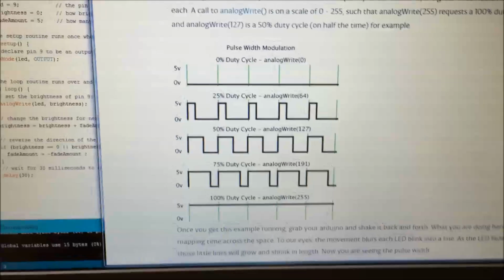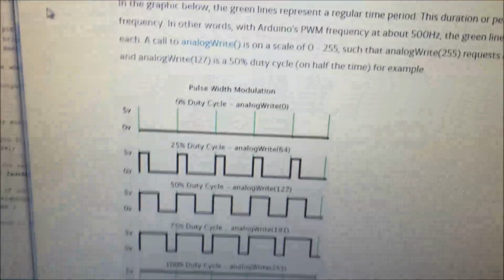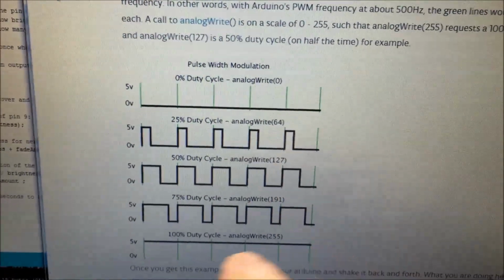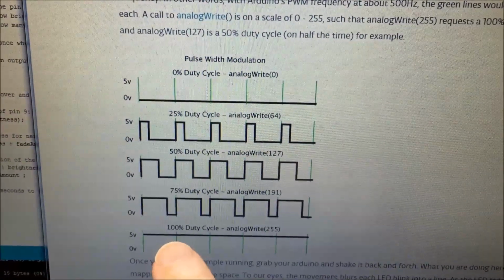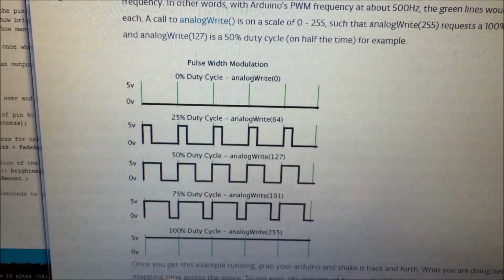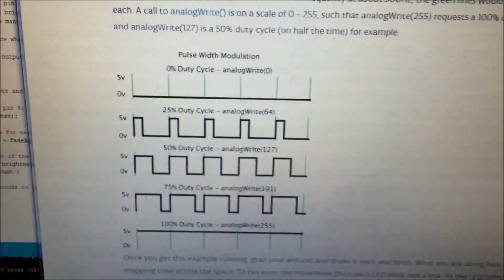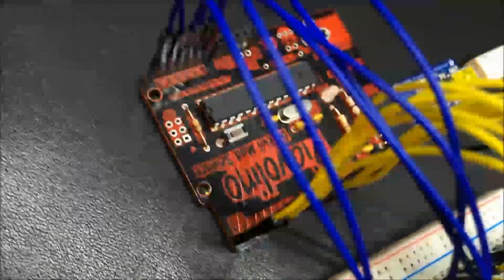And they have a pretty nice website tutorial on PWM, and they show that as the analogWrite value increases, so does the length of time that the voltage on the digital pin is left high versus left low. And the longer it's on, the brighter it appears. So that's the normal PWM approach. But again, the limitation of that is that you can only do that on 6 of the pins, not all of the pins like you can with bit angle modulation.